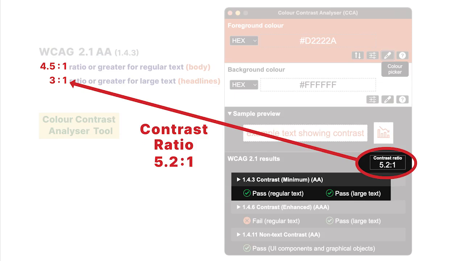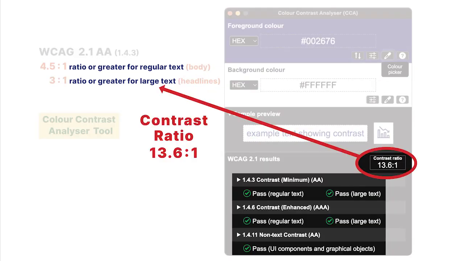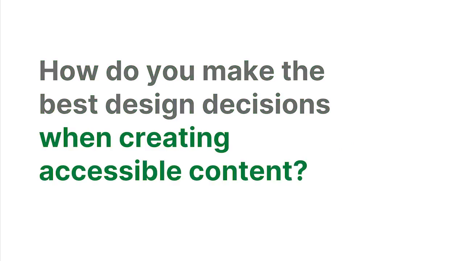The higher the ratio, the more the contrast. Let's test the dark blue text. It's a 13.6 to 1 ratio, which is even better and passes for all sizes of text. How do you make the best design decisions when creating accessible content? I always begin with the color palette.